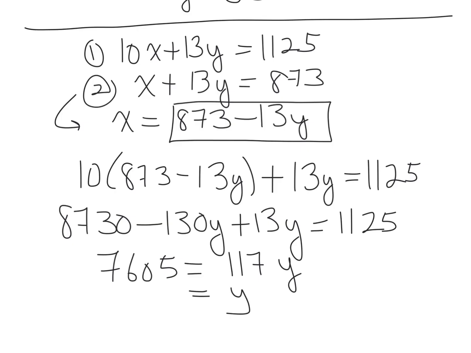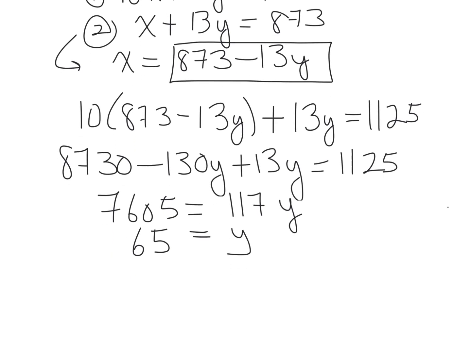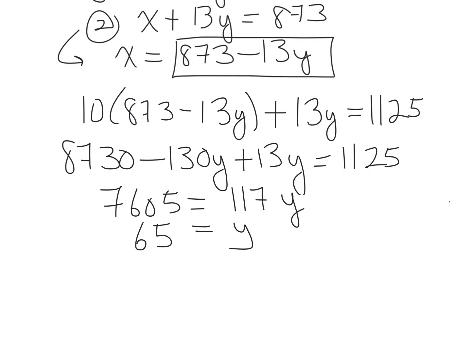And now I'm going to divide 7,605 divided by 117. And of course, if I do the math correctly, I'm going to end up with the same value. I'm simply using a different method of solving. So again, the population is 65,000 in the year 2028 in both cities A and B.